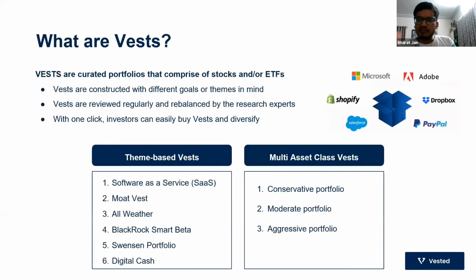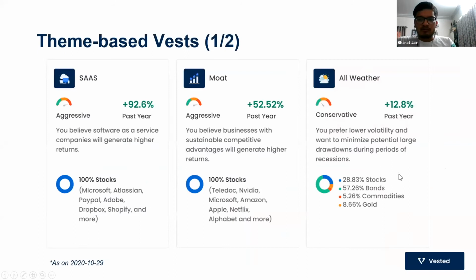So these are more details on our portfolios, these Vests that we have created, our research house. We have our own research team based out of the US, and they have created these portfolios. So it can be theme based, as I was mentioning, software as a service ho gaya, ya moat Vest ho gaya, ya all weather, ya digital cash. On the other hand, in terms of multi-asset class portfolios, we have conservative, moderate, and aggressive. So and I'll talk to you about these as well.